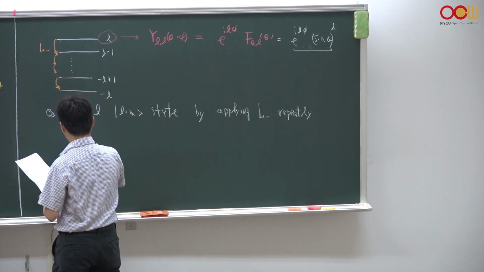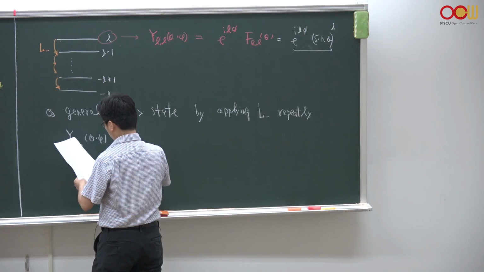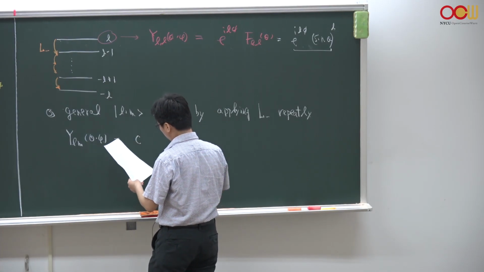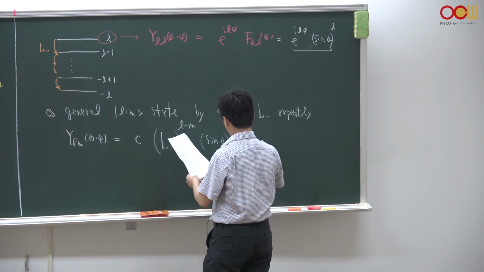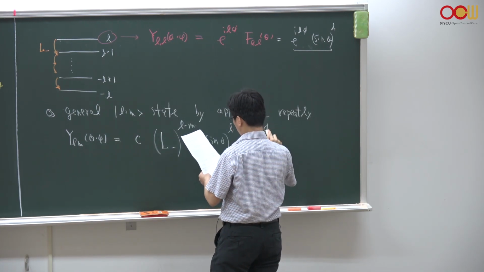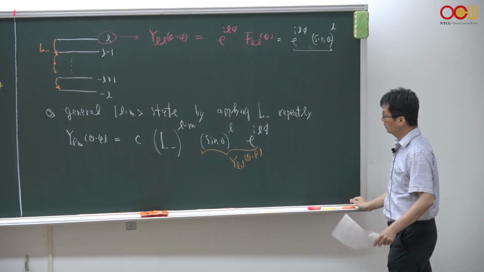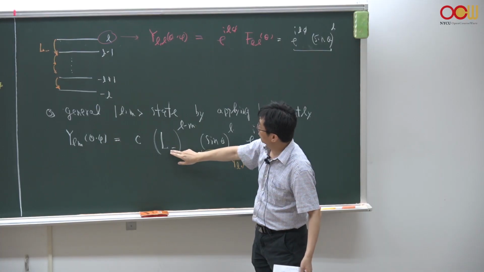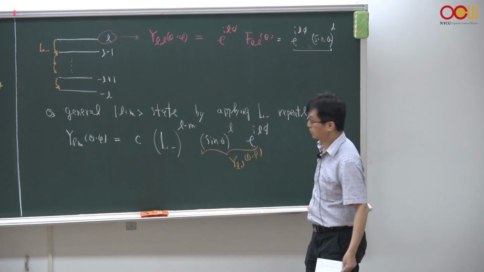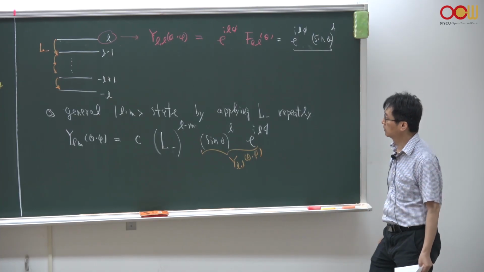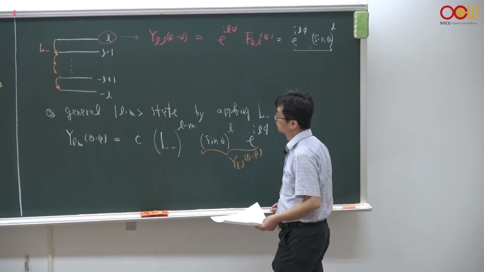In other words, this YLM in general, as a function of theta and phi, is actually the normalization factor C times this L minus operator to the power of L minus m, acting on e to the i L phi. This is your YLL, and you simply apply this lowering operator L minus onto this top floor wave function, so you get any arbitrary eigenfunction that you want to go to.